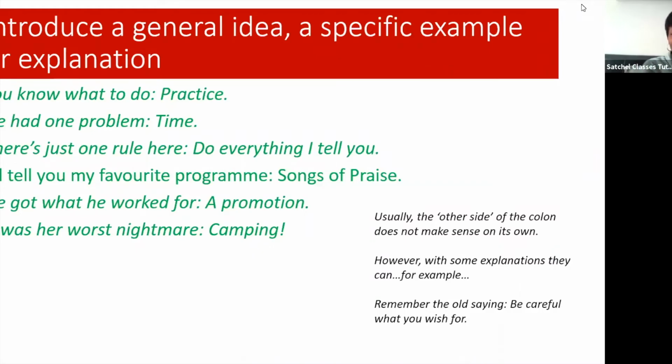However, there are some explanations that can make sense on their own. So for example, remember the old saying: be careful what you wish for. Remember the old saying, it's introducing this idea, this example, it's explaining the old saying. Be careful what you wish for. That could stand alone without the colon.